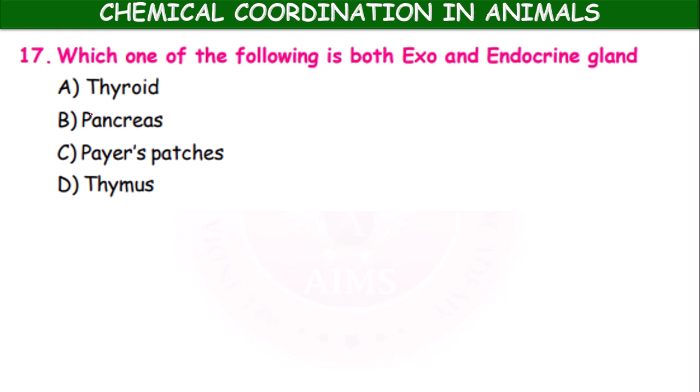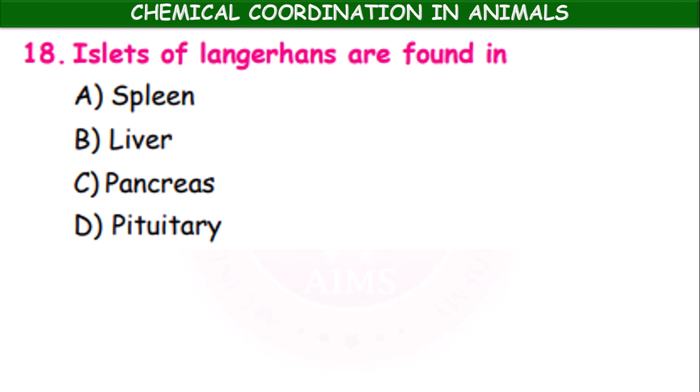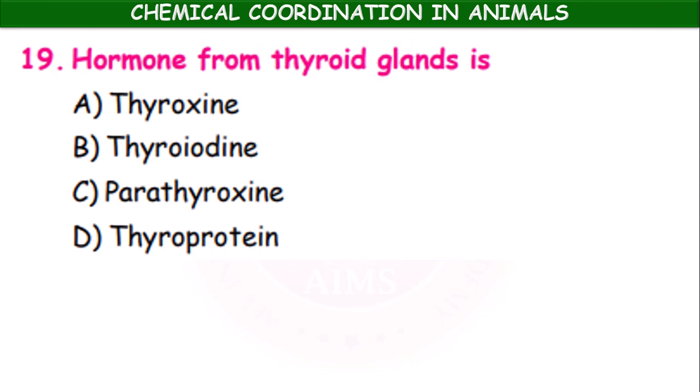Which one of the following is both exocrine and endocrine gland? Thyroid, pancreas, pairs, patches, thymus. The pancreas is the mixed gland, both exocrine and endocrine in function. Islets of Langerhans are found in spleen, liver, pancreas, pituitary. Islets of Langerhans are the endocrine part of pancreas. Hormone from thyroid gland is thyroxine, thyroiodine, parathyroxine, thyroprotein. It is the thyroxine.